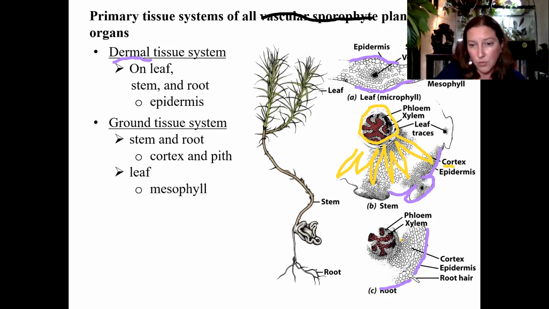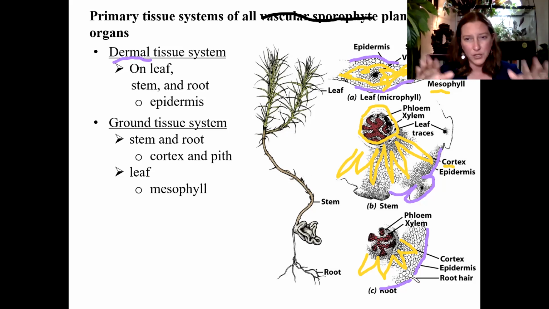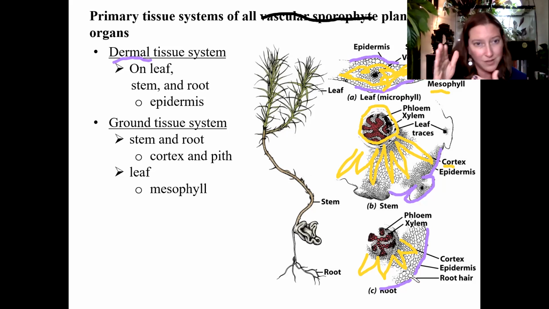Similarly, down here in the root, right here is cortex. We'll see pith on other slides, so don't worry that pith's not here. And then the ground tissue system in the leaf is called mesophyll, which we'll learn way more about in the leaf lecture. But what I'm trying to show you with this horrible drawing is that the dermal tissue system is the skin.